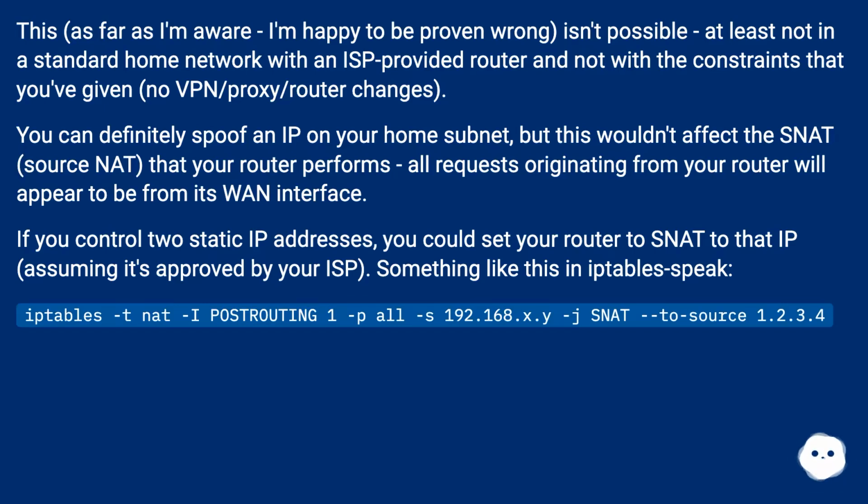If you control two static IP addresses, you could set your router to SNAT to that IP, assuming it's approved by your ISP. Something like this in iptables speak: iptables -t nat -I POSTROUTING -p all -s 192.168.x.y -j SNAT --to-source 1.2.3.4.